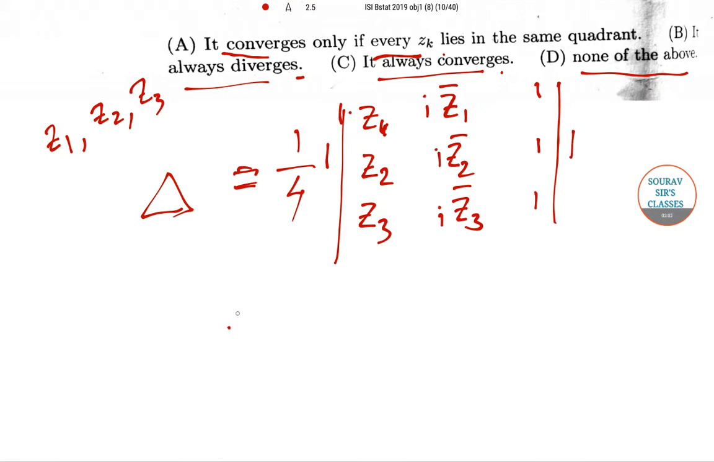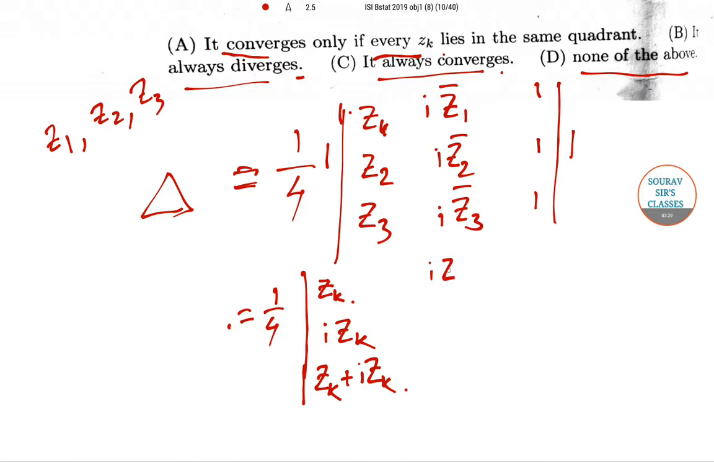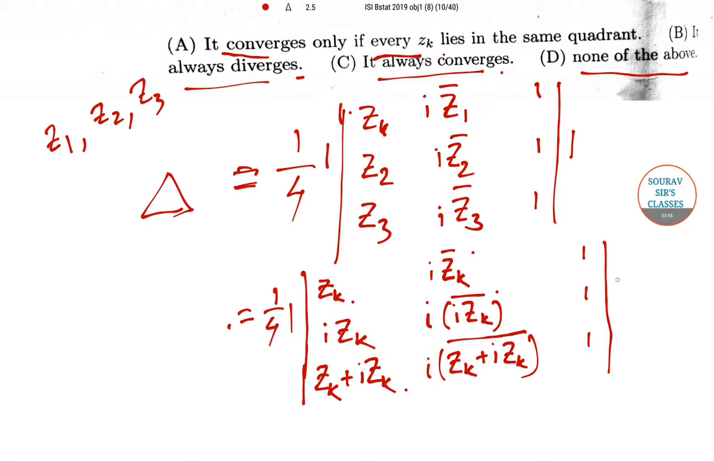So now it is 1/4 of the modulus of the determinant with first row zk, i zk, zk plus i zk, second row i into zk bar, i into i zk bar, i into zk plus i zk whole bar, and third row 1 1 1.